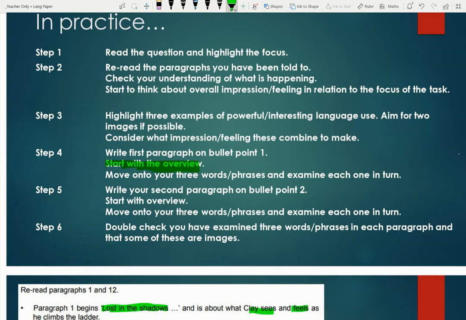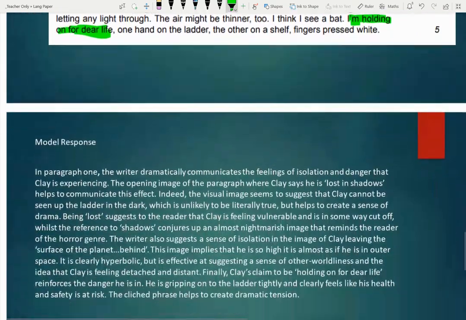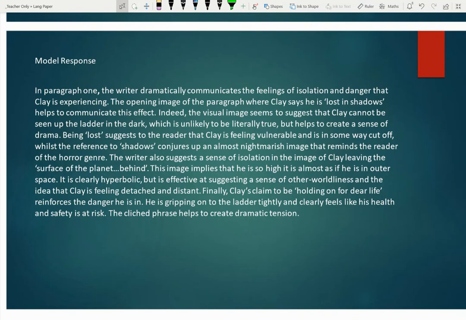Start with the overview. Okay, so this is a nice way of starting your overview. In paragraph 1, the writer dramatically communicates the feelings of isolation and danger that Clay is experiencing. So it's really, really focused on the question. This is how he's feeling. He's feeling isolated and he's feeling in danger.